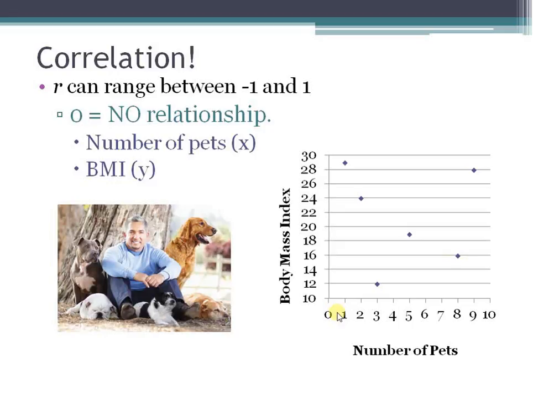So no relationship is when correlation is close to 0. And when we look at this, this means that the data points are kind of all over the place, right? So for example, the number of pets you own and your body mass index, your BMI, right? There's really no relationship between the number of pets and your BMI. In other words, if I know something about the number of pets you have, that doesn't tell me anything about your BMI and vice versa.